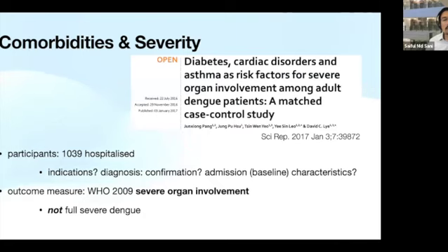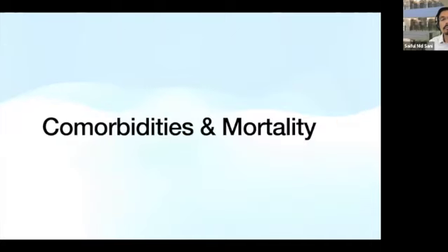Again, my criticism in this paper is that the authors did not explicitly specify what was the indication for hospitalization, how the diagnosis was confirmed, what sort of patients at baseline they were, and how bad they were when they were first admitted. And one thing we have got to remember is that their outcome was solely specific to severe organ involvement and did not encompass the full spectrum of severe dengue according to WHO 2009 criteria.